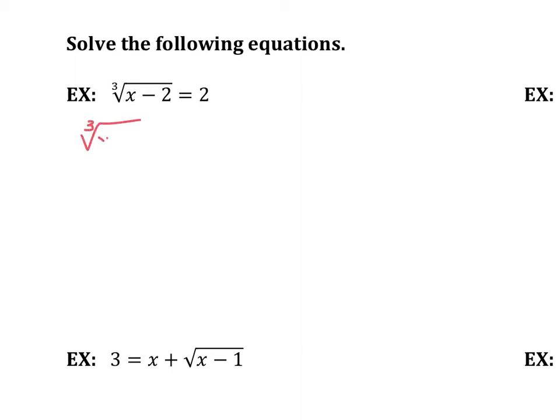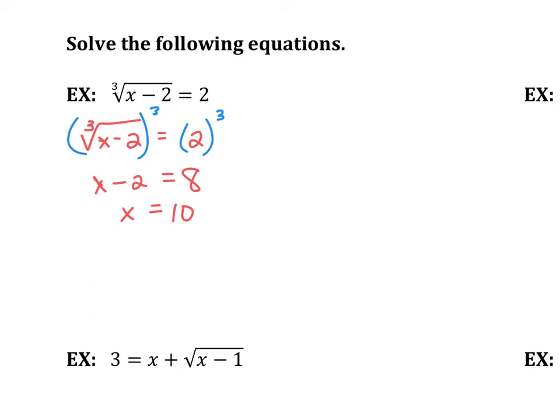Well, if I rewrite my equation down here, and then cube both sides of the equation, and we know what we do to one side of the equation, we have to do to the other side. Obviously, cubing a cube root will get us to whatever is underneath that radical. So in this case, x minus 2, and that's going to be equal to 8. And then finally, if I solve, I will get that x is equal to 10.